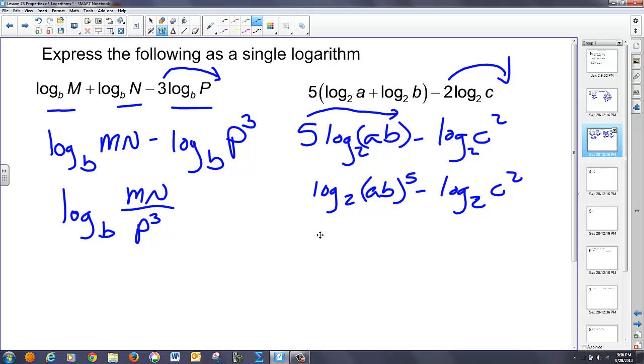Subtraction goes to division, so this is log base 2, and I'm going to just bring this power of 5 into both of these terms. Remember, power of power, we multiply the powers, so that's a to the 5th, b to the 5th over c squared.